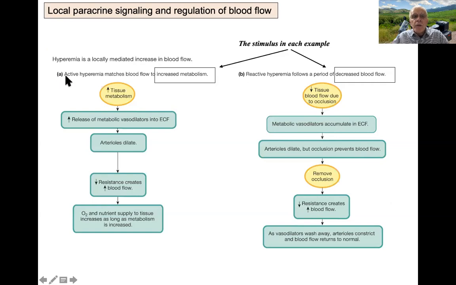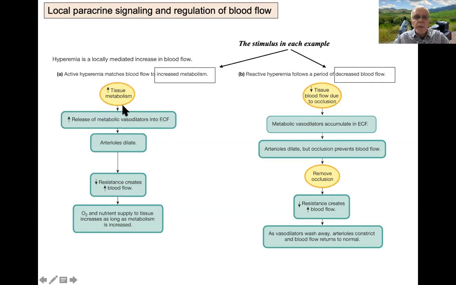This first one says active hyperemia matches blood flow to increase metabolism. Now that's a mouthful. So what I did was I drew a box around this and said the stimulus in this case is increased metabolism. Okay, let's look at that first.